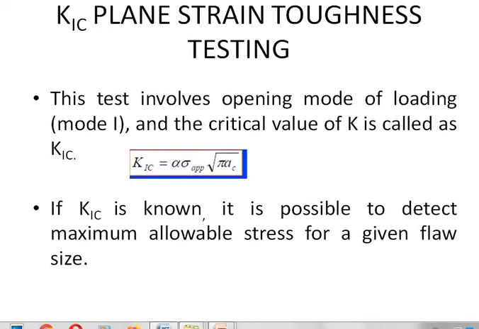So assume that the loading is a tensile opening load, and the critical value of K is called KIC, the fracture toughness. KIC is equal to alpha into sigma F, that is the fracture stress, into square root of pi a_c, where a_c is the critical crack length. If KIC is known, it is possible to determine the maximum allowable stress for a given flaw size. So let's find out KIC.